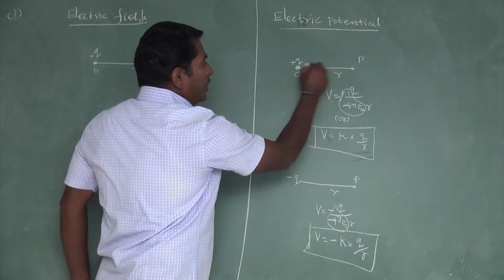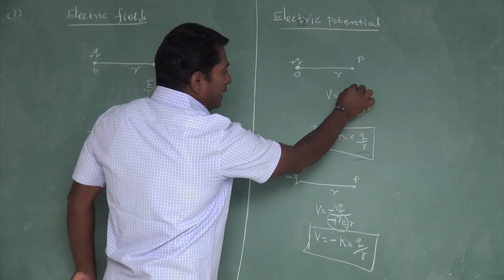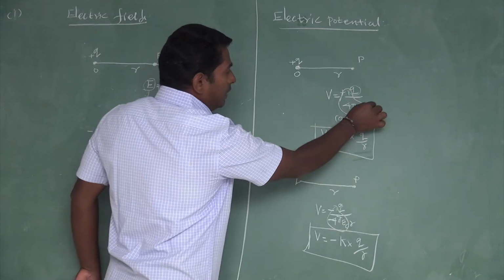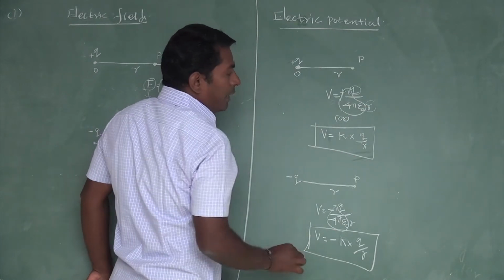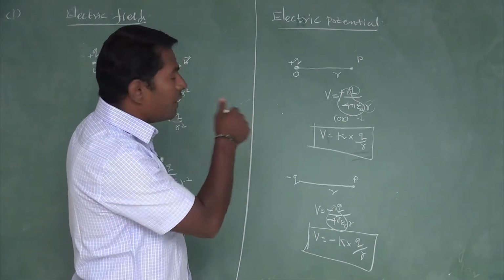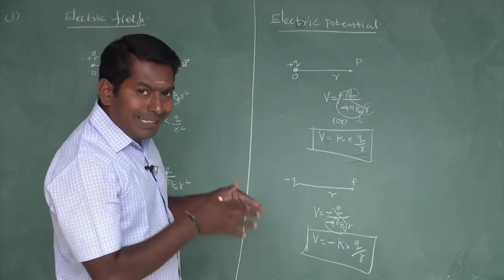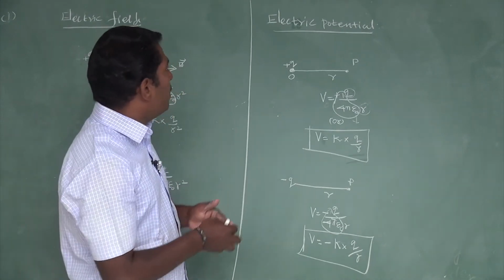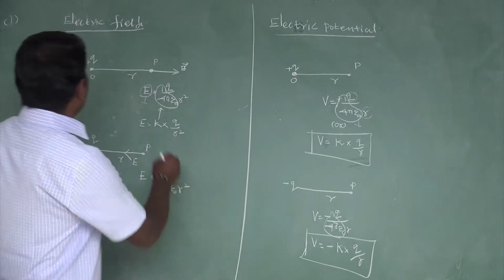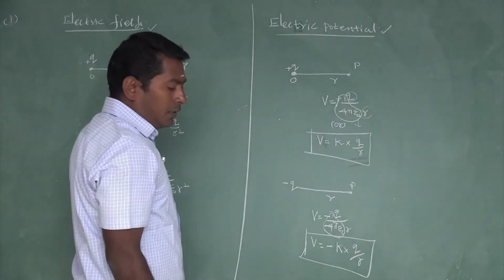The electric potential produced by point charges depends upon the magnitude of the charge, the distance of the point from the point charge, and also the medium in which the charge is situated. Next, in this video we are going to discuss the relation connecting electric field and electric potential.